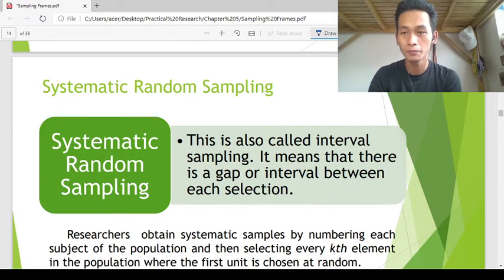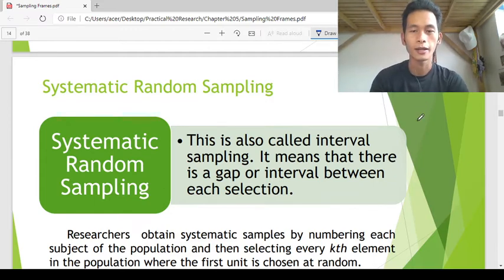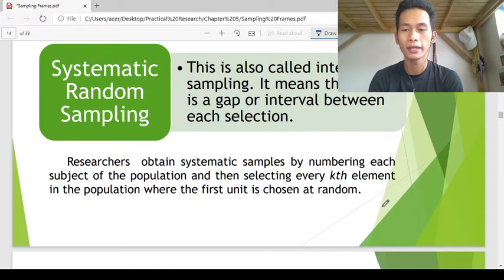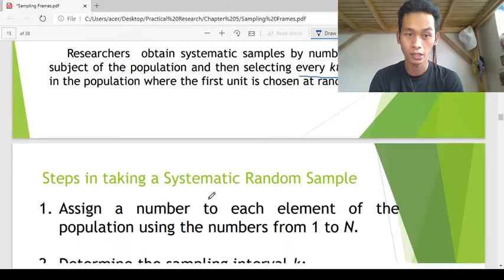Like for example, n is equal to 9, and then the first is, I will show it later. It means that there is a gap, a gap between the first respondent and the next respondent. There is a gap or interval. Researchers obtain systematic samples by numbering each subject of the population and then selecting every kth element in the population, where the first unit is chosen at random.